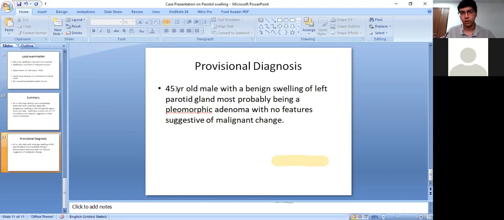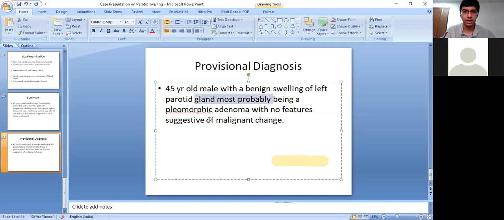So, a 45-year-old non-smoker male, or any male with a benign swelling of the left parotid gland, most probably pleomorphic adenoma with no suggestive malignant change. Most probably is the important phrase, because we cannot say definitively. That is all the examiner wants from anyone to say. Okay.